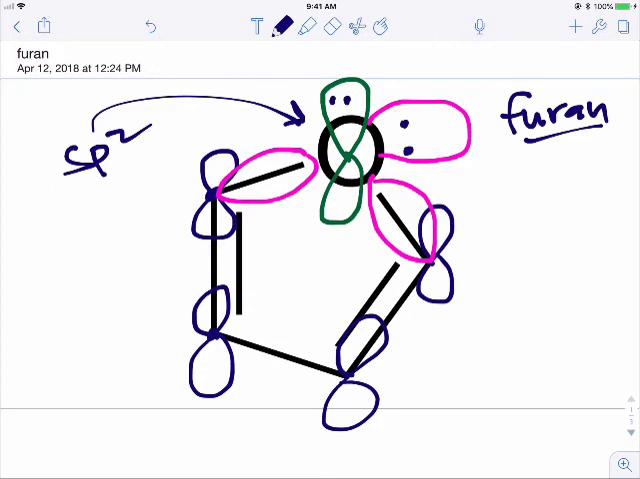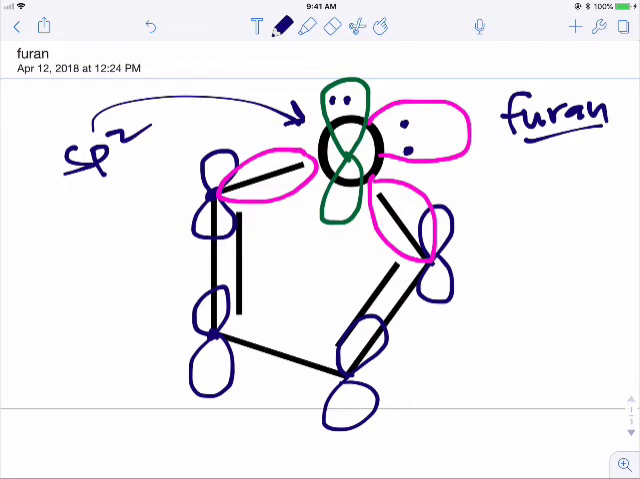They would be sitting in an orbital that contains 25% s character. But when it rehybridizes to be sp2, it has to move 1 of those lone pairs into an unhybridized p orbital, a p orbital with 0 s character. So those electrons move up in energy, and that's generally a bad thing. That's why oxygen generally would not be sp2 hybridized unless it absolutely had to be.